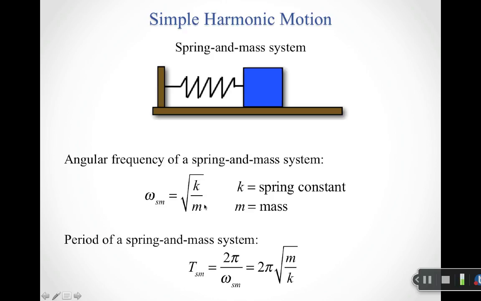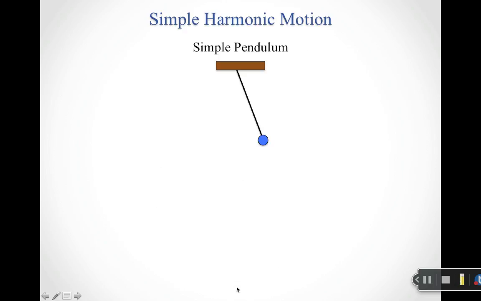So if I know what k is and I know what m is, so I know the spring constant and I know the mass, it's simple enough to calculate the angular frequency. That's going to tell me the rate of oscillations, and then it's easy enough to calculate the period. That's just 2 pi over the angular frequency.